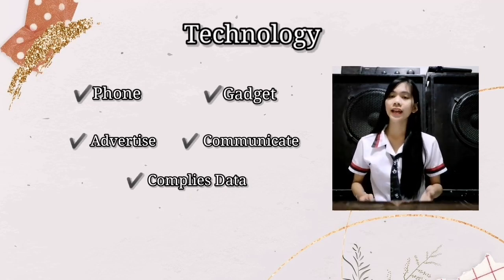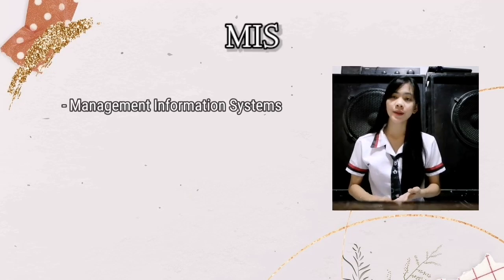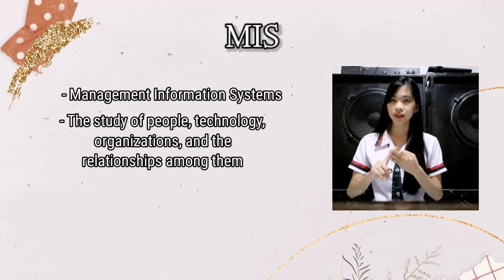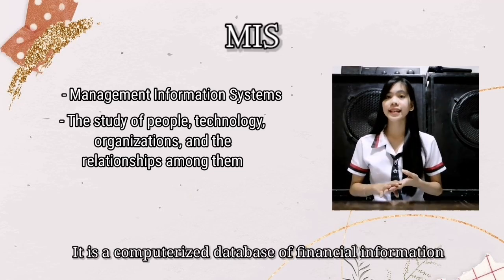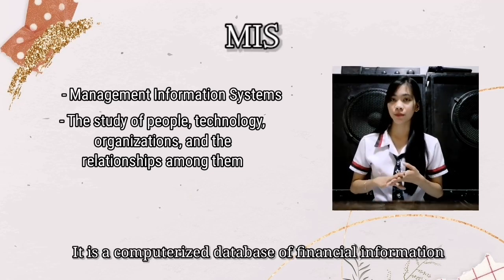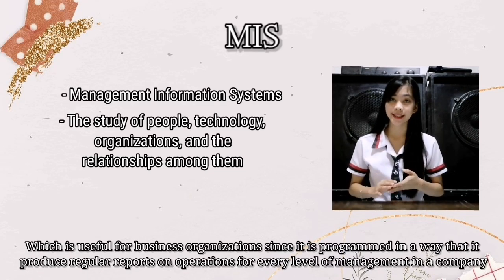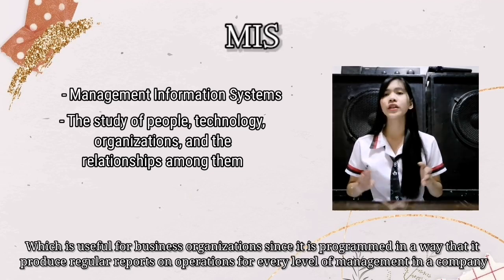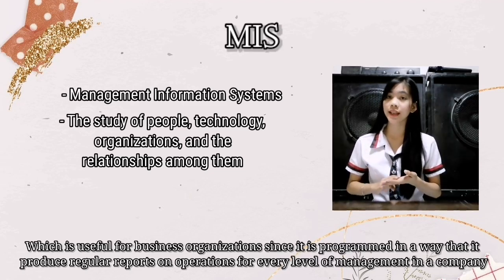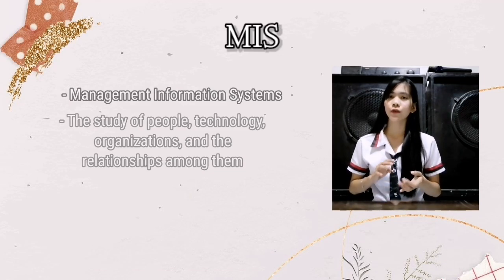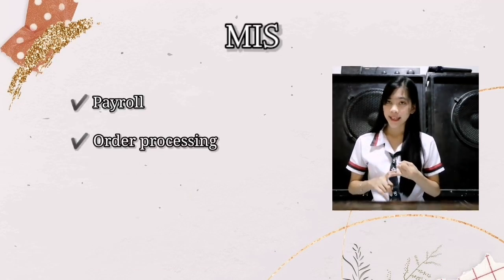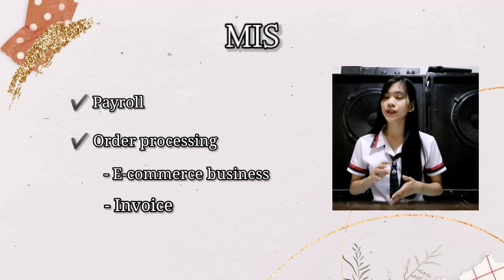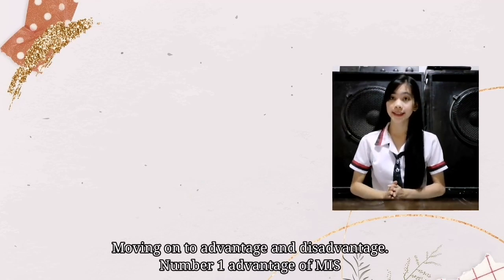Speaking of data, I would like to introduce MIS or Management Information System, which is the study of people, technology, organization, and the relationship among them. It is a computerized database of financial information, which is useful for business organizations since it is a program in a way that it produces regular reports on operations for every level of management in a company. Additionally, you can use it for payroll, order processing, such as e-commerce business, invoices, and other information related to store data. Moving on to advantages and disadvantages.